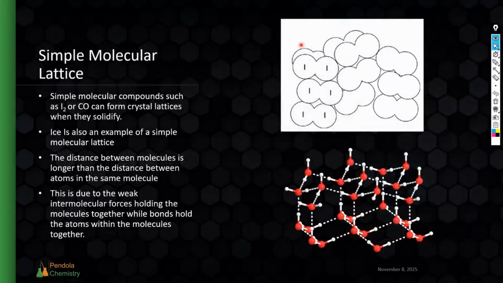All right. So let's talk about covalent compounds. Now, there are 2 different kinds of covalent compounds. There's simple molecular compounds and giant covalent compounds. We're going to talk about simple molecular first because these are the ones that we're most used to.